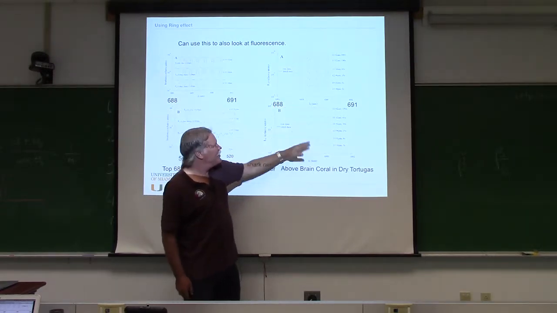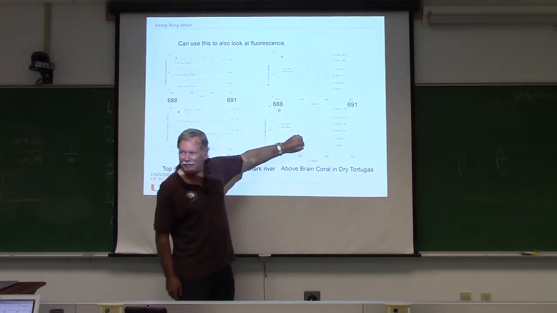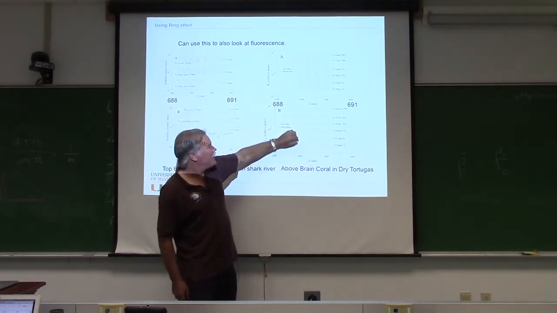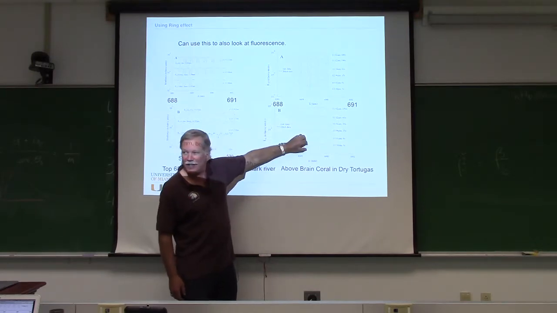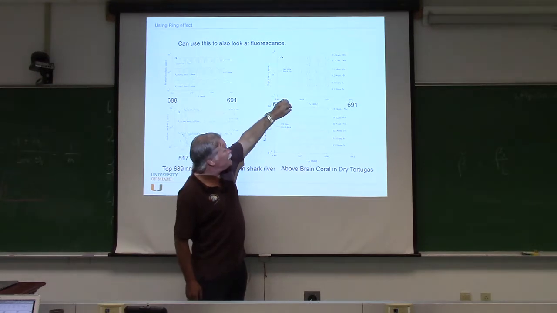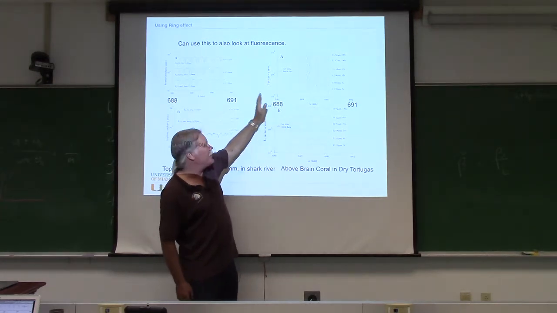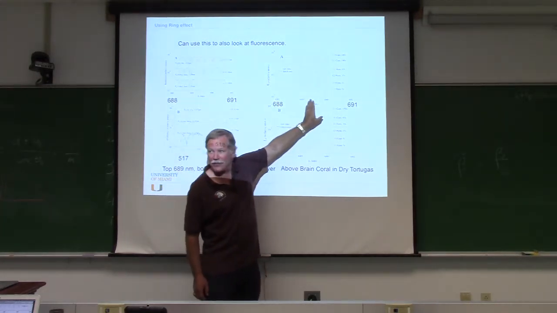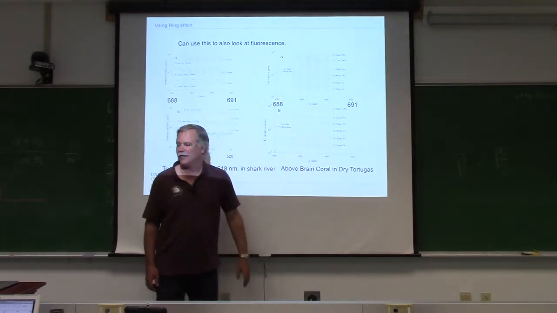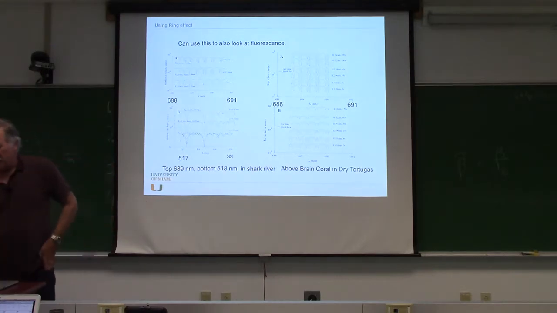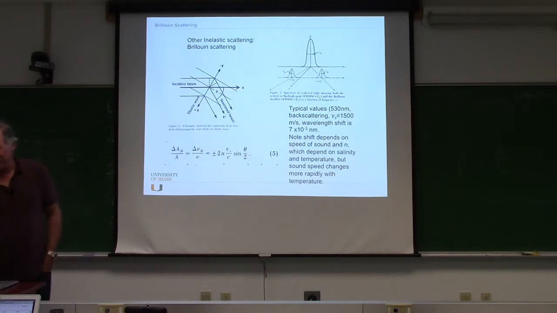So the smaller this line gets, if it was just elastic processes, these shapes would stay exactly the same, okay? By seeing the shapes get smaller like this, you know there must be some inelastic process shifting light over into this wavelength. Okay, so any other questions? No? Yeah.